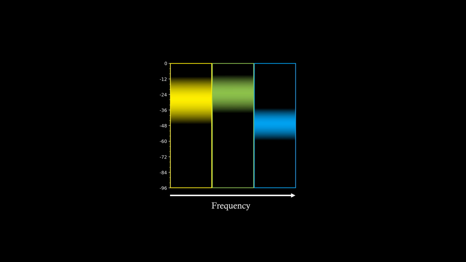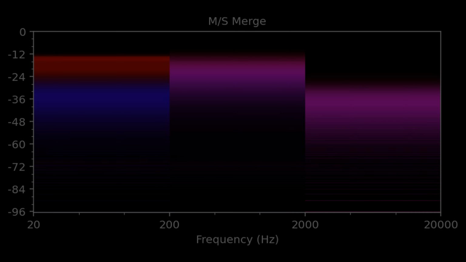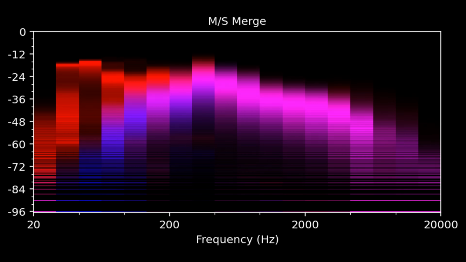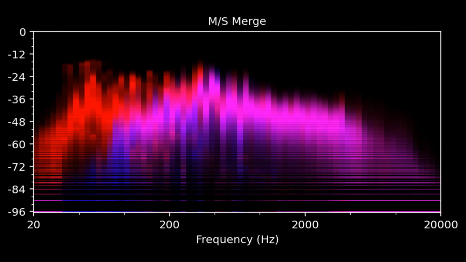By sticking these plots together, we will be able to see how the audio loudness and dynamic range changes as a function of frequency. This is dynamics over frequency, and once again, by increasing the number of windows, we can increase the resolution of our plot.